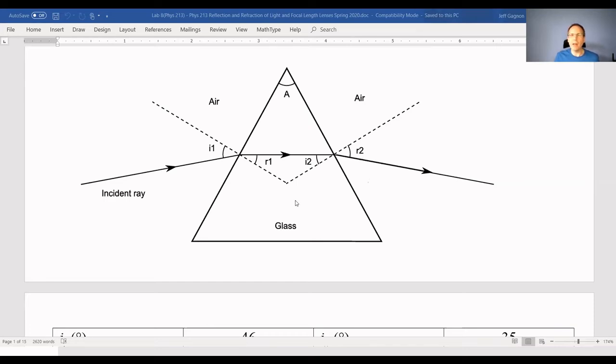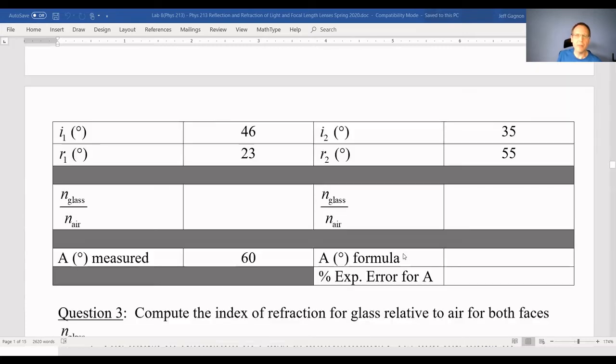For this part of the lab, I measured these angles for you. Angle A here is called the prism angle, and I measured that using a protractor. But in theory, if this is an equilateral triangle, what should the angle be? It should be around 60 degrees. In theory, it should be exactly 60 degrees. If you look at the table here, these are my measurements. Actually, I measured exactly 60, and you'll see that in the video.